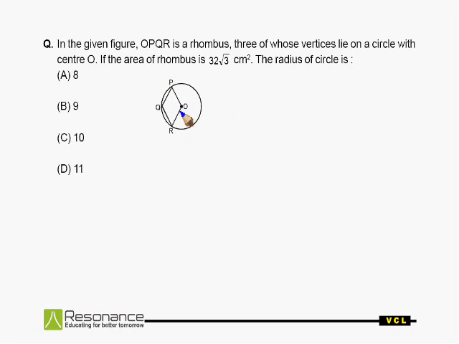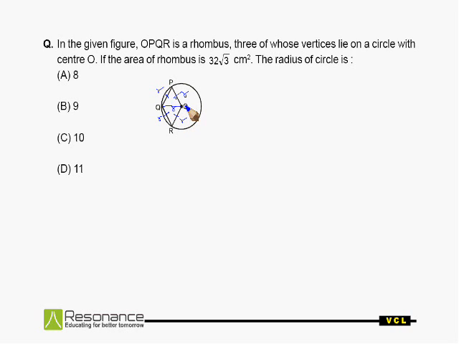In this question, we have a circle with center O and there is a rhombus OPQR. As we know that in a rhombus all sides are equal, that is OP equals PQ equals QR equals OR. As OP is a radius, so PQ is also a radius, QR is also a radius, and OR is also a radius. Now when we join OQ, OQ also represents a radius.